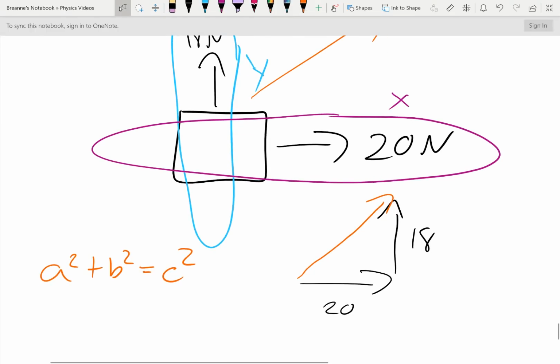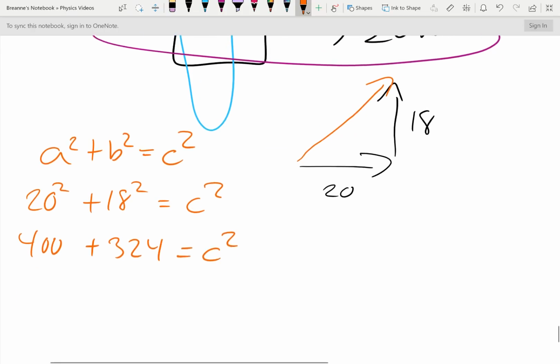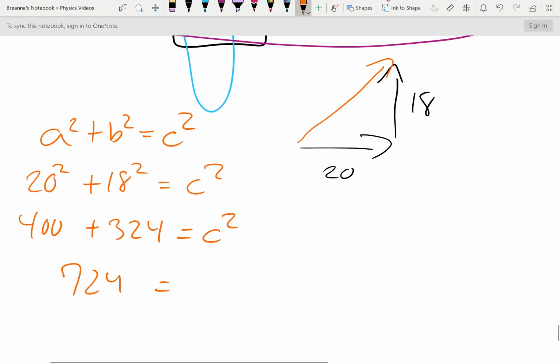It doesn't matter which one you make, a or b, so you can just do 20 squared plus 18 squared equals c squared. 20 squared gives you 400. 18 squared gives you 324. You just add those two up, and it gives you 724. How do you get rid of a squared? Use square root. What you do one side, you got to do to the other.